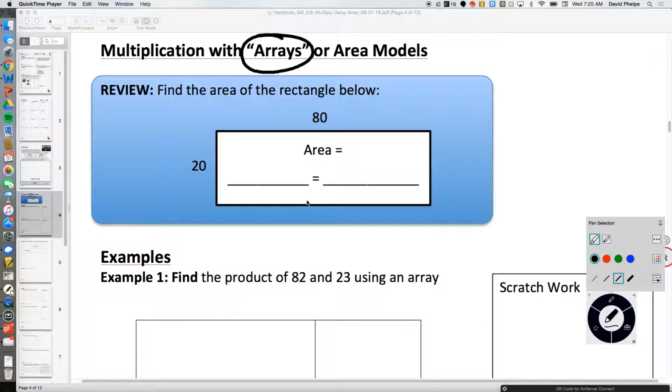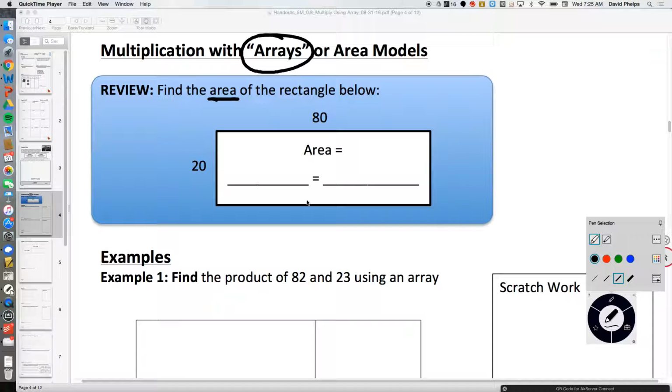Here's our review quickly. Find the area, underline that, of the rectangle below. Think to yourself, how do I find the area of a rectangle? Just think to yourself. If you're thinking, Mr. Phelps, too easy. Area is length times width when you're finding a rectangle. You're on the right track.